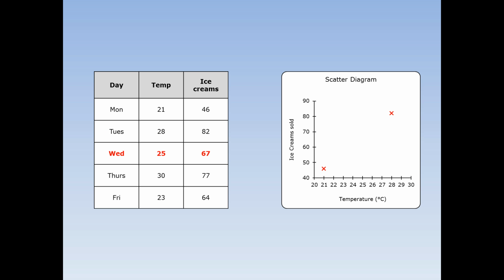Wednesday the temperature was 25 and the ice creams was 67. Here's 25 degrees and 67 cross over, and I put a cross. I can do the same for Thursday and Friday. And this is my scatter diagram.